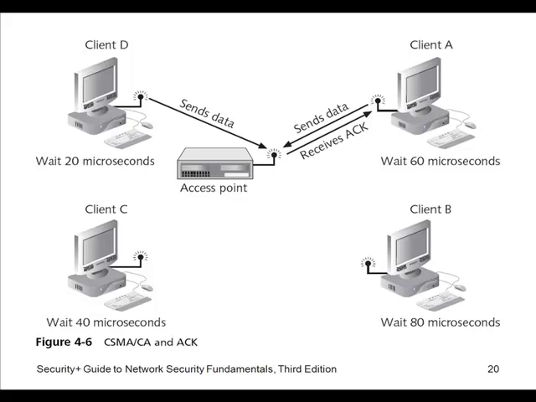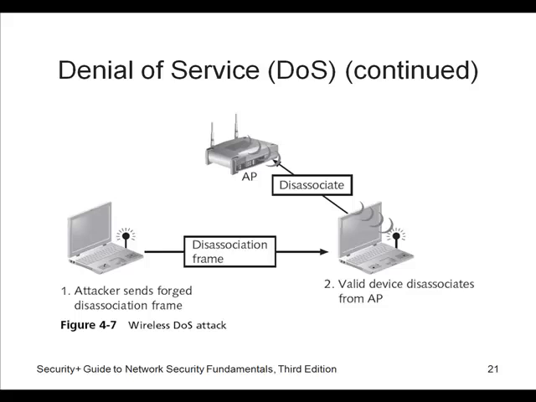So this is the client, that's the ACK and all of those things, CSMA/CA, and the ACK. These guys, client B and C, are just sitting here waiting for their turn in order to get onto the network. The disassociation frame sends a disassociate packet to the access point, which basically just hangs up on you.